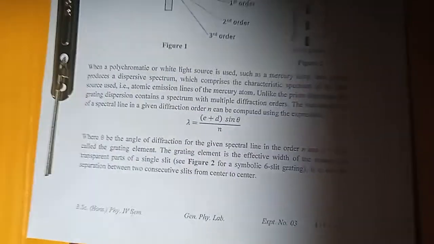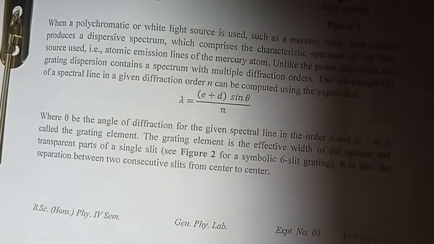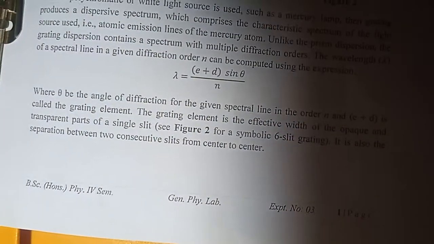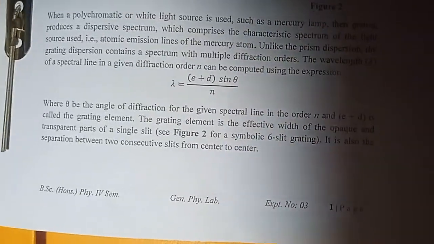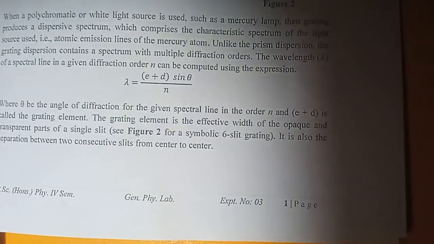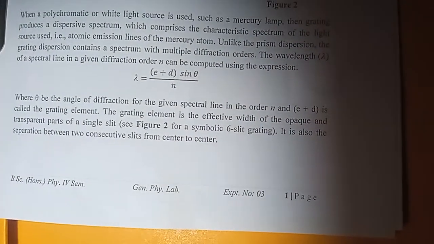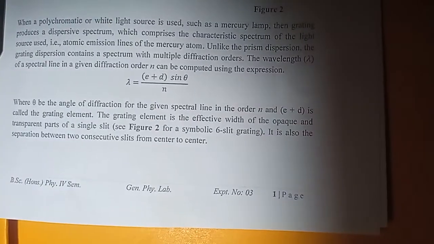Now let me in fact show you the table and the formula that we will be using, so then the story will be clearer. So here is the formula. I hope you could see lambda is (E plus D) sine theta upon n. E plus D is the grating element, theta is the angle of diffraction for the given spectral line in the order n. N is the order, E plus D is the grating element, and theta is the angle of diffraction for different colors. That is what you need to measure.